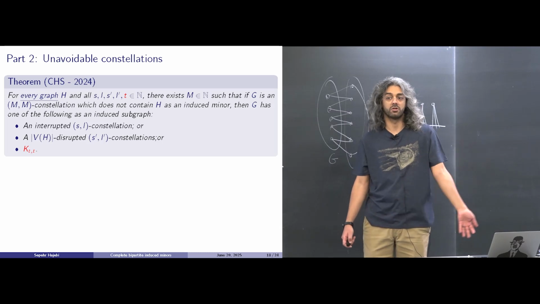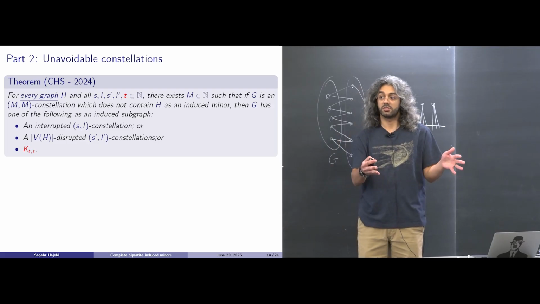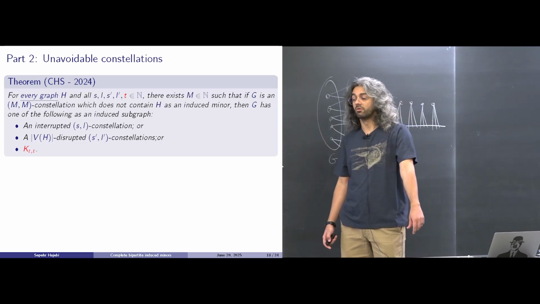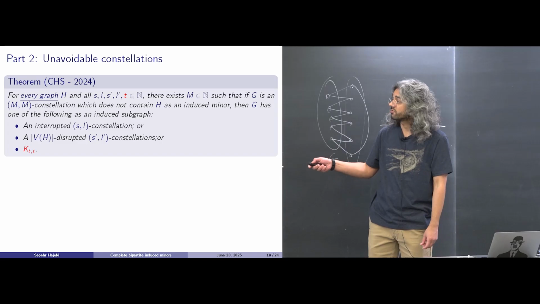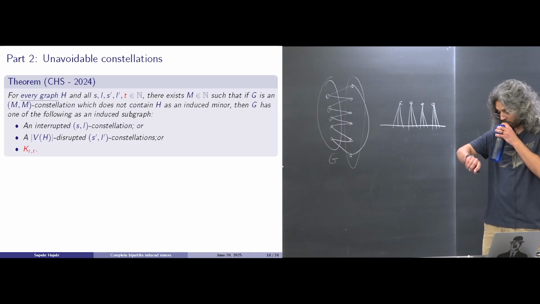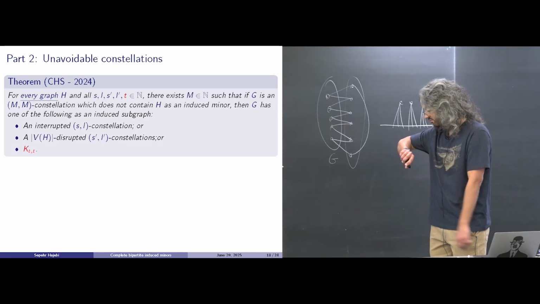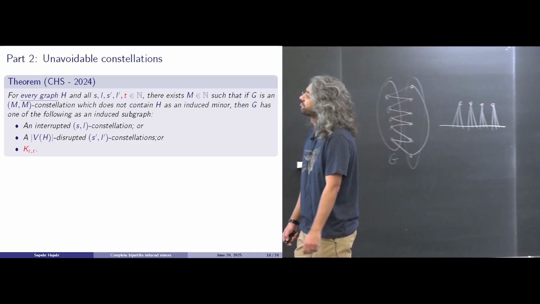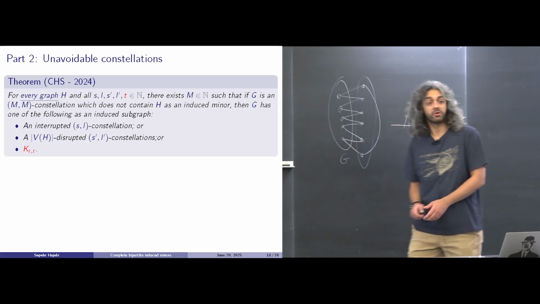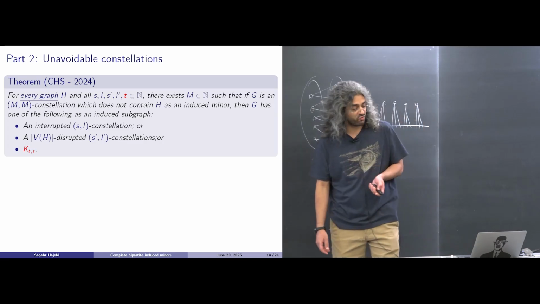So every graph with a sufficiently large constellation contains either your favorite graph as an induced minor, or a large interrupted constellation, or a large disrupted constellation, or just a large complete bipartite graph as an induced subgraph. And all outcomes here are just induced subgraphs, so this is pretty much as good as it gets. Okay, I think I have about 20-something more minutes. And I'm going to tell you a little bit about the proof of this. Does anybody have any question about the statement? Good.